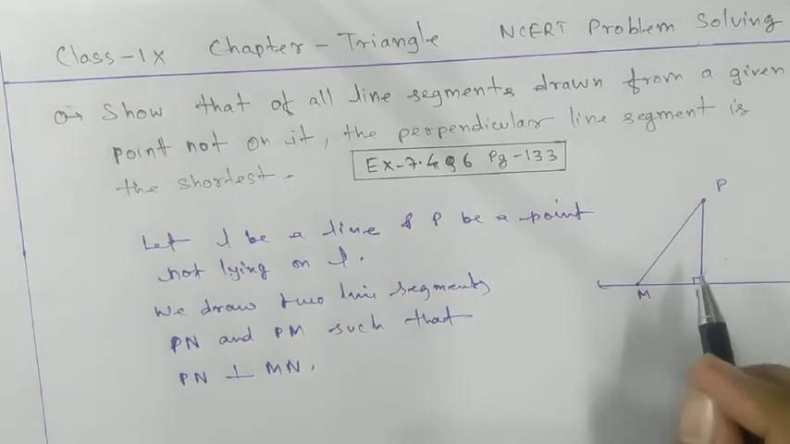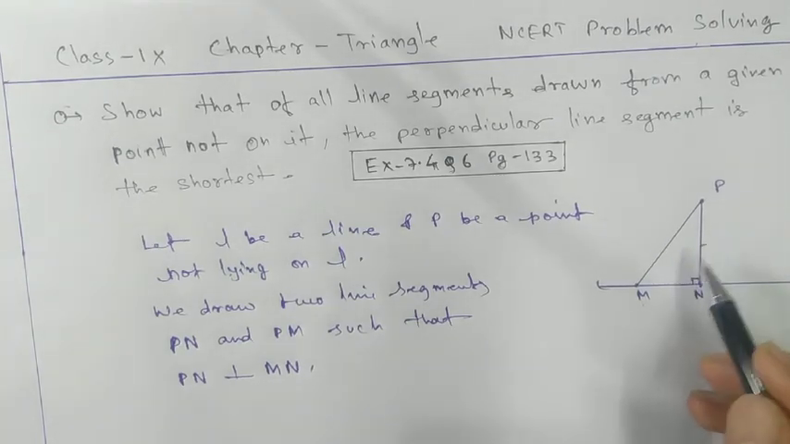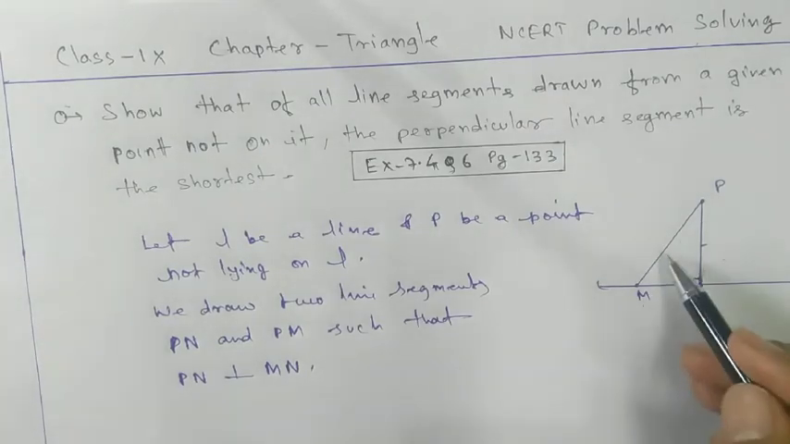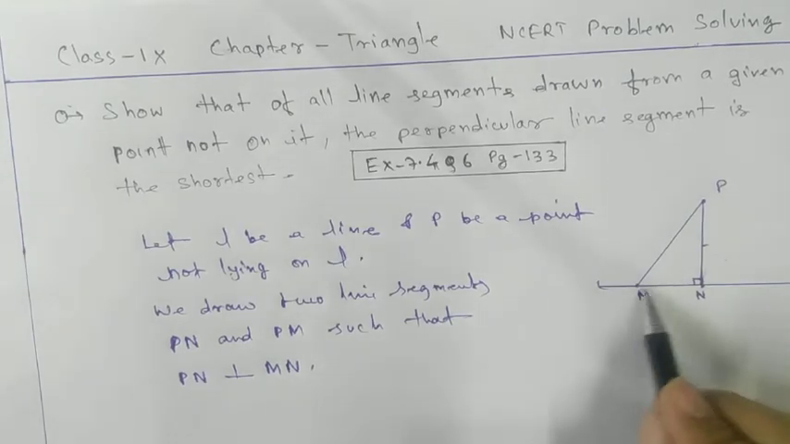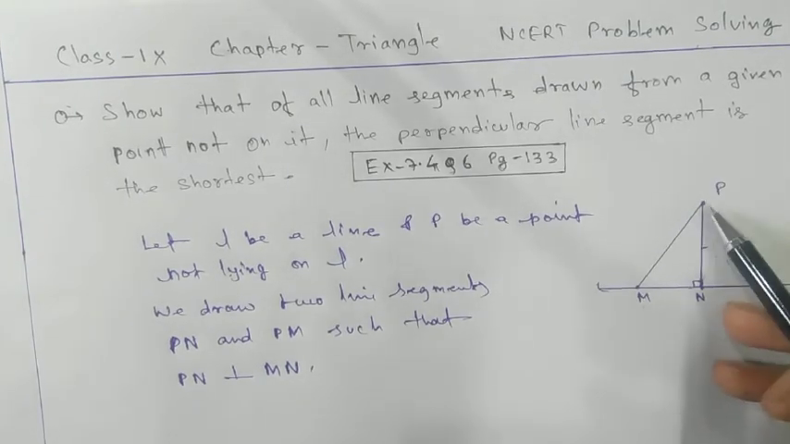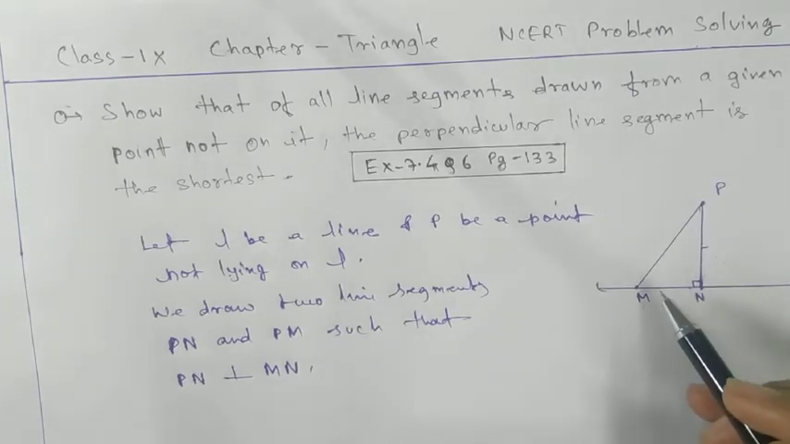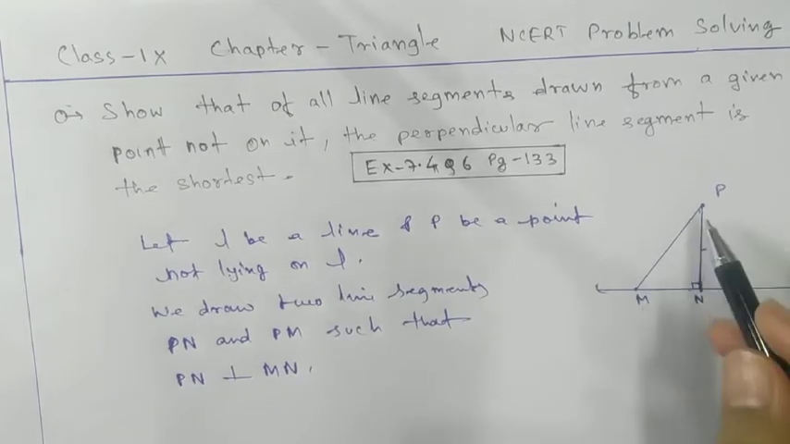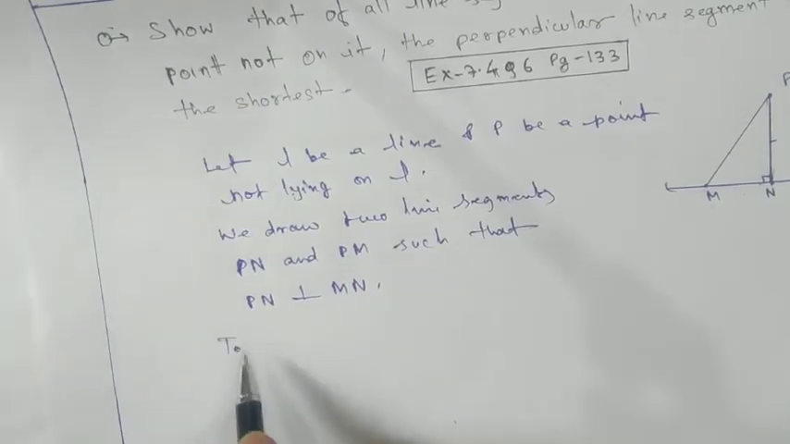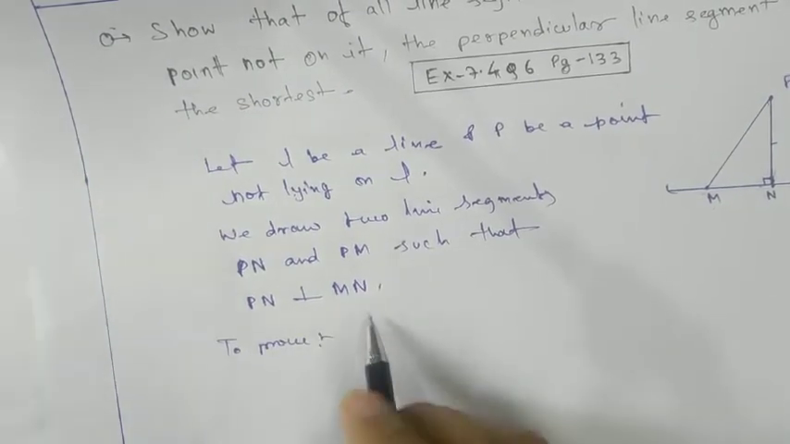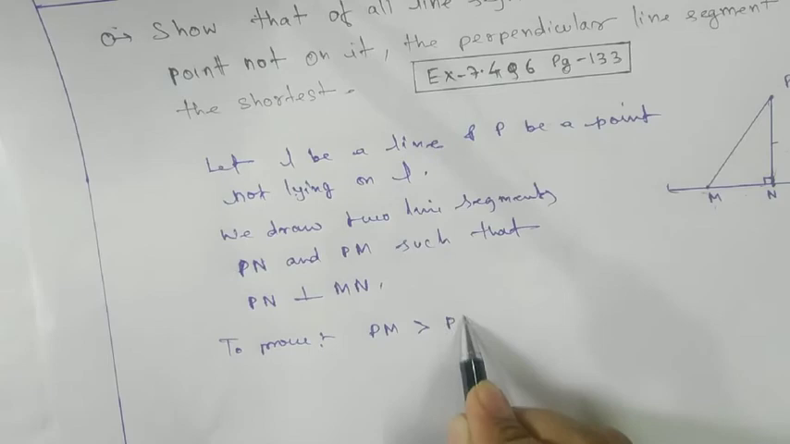Now our target is to show that as we have taken PN as our perpendicular, PN will be the shortest one, and PM should be greater than PN. We don't care about this one. It's saying that whatever line segment comes through the point P, the shortest one is the perpendicular one. So our target is to show that any line segment from here, we will not care about the MN. Okay, so now we need to prove that. What is our target to prove? We need to prove that PM must be greater than PN.